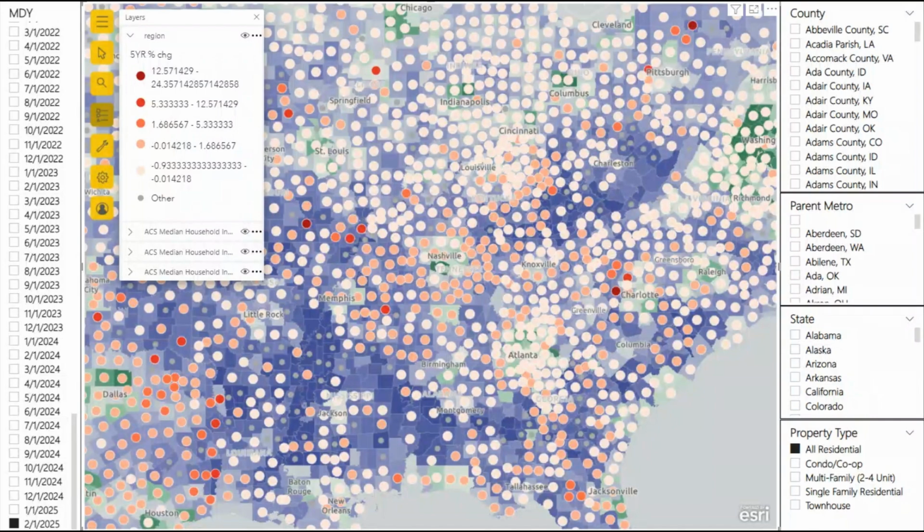The points or dots, which are represented by this legend over here to the top left, is the 5 year percentage change in inventory for sale for all the counties in the United States as of February 2025. So the darker the red shading is basically the higher the 5 year percentage change. So how to interpret this? 1.68, I'll just pick on this little bucket here, to 5.33. That's 168% to 533% in terms of a 5 year change.